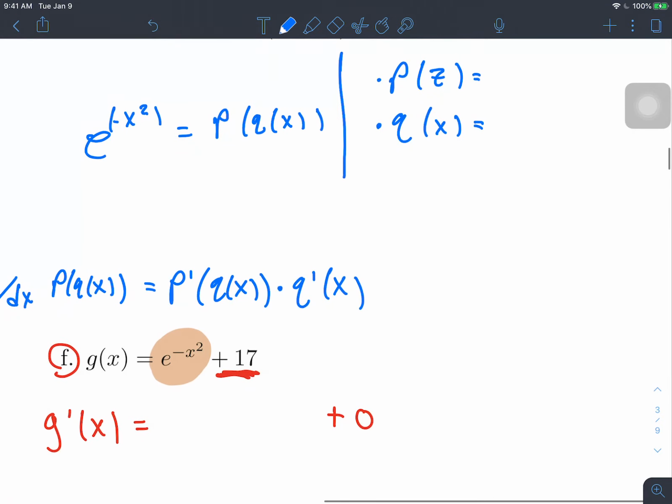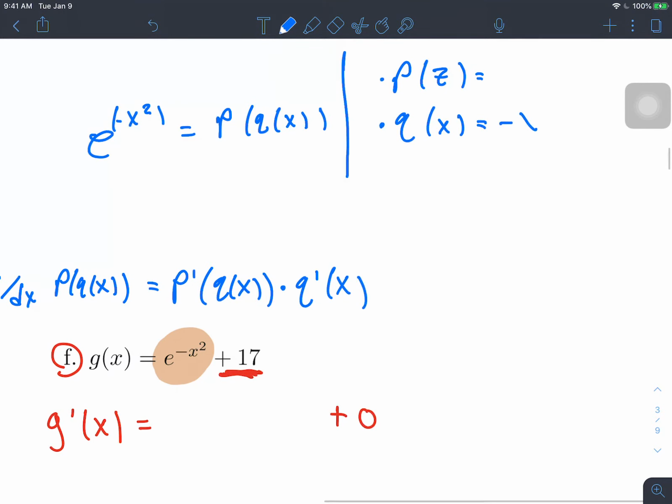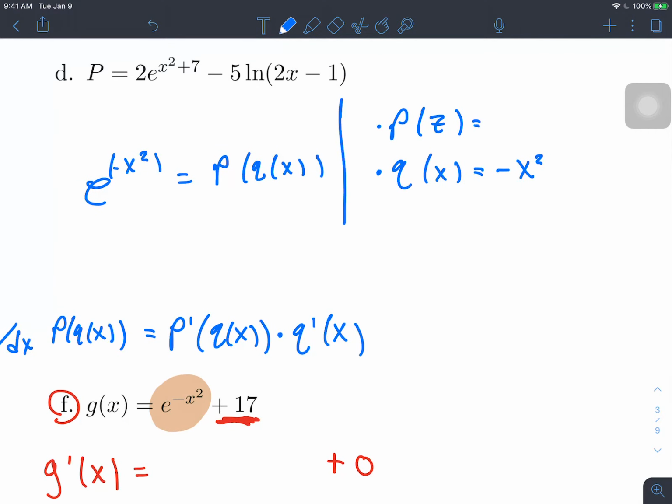So what do we think q of x, the inside function, is? Negative x squared. Yeah, negative x squared. Very good. It's just the function that's in the power. Okay? Your power is pretty much always going to be your inside function if you have an exponential problem like this. All right, and what should p of z be? E to the power of z plus 17.